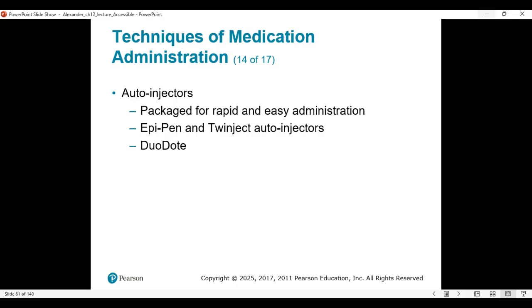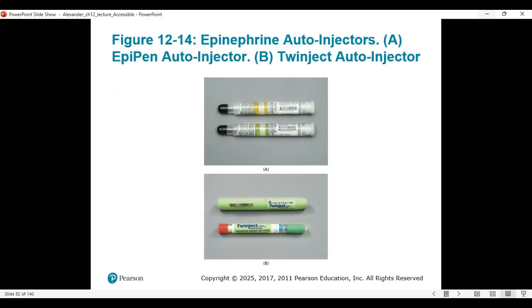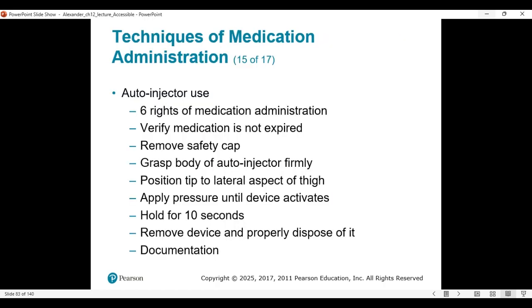Auto injectors are packaged for rapid and easy administration. This would be the EpiPen or the TwinJect auto injectors or the DuoDote, just like those. We do the 6 rights, of course.